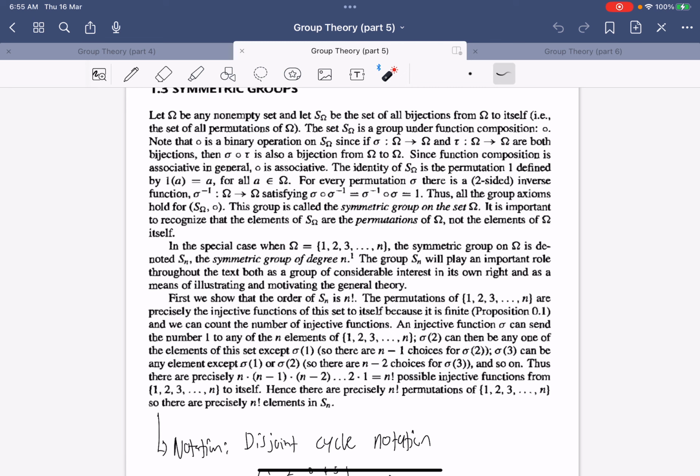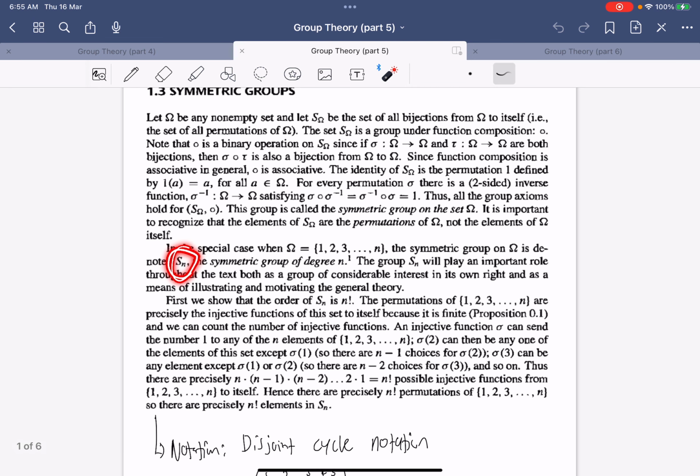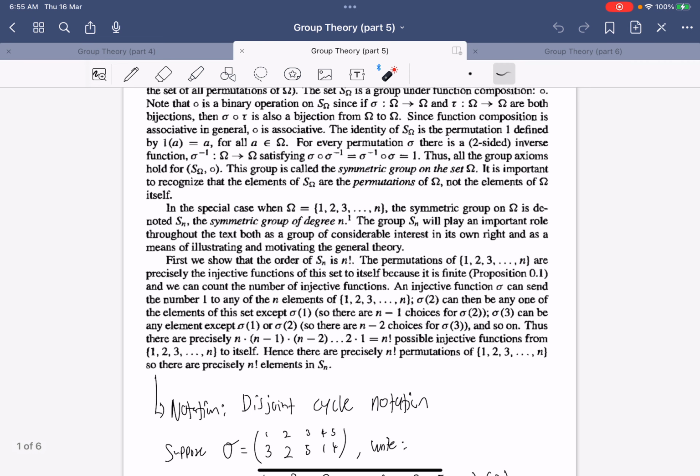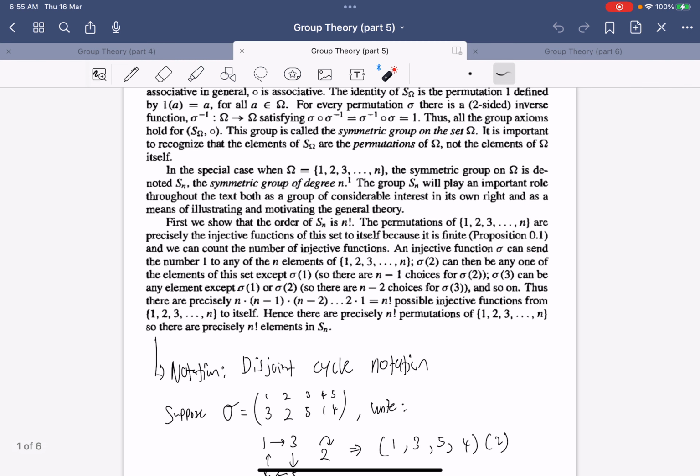When omega is finite, it's given a symbol known as Sn, with the order being n factorial. Really that's because, as in counting cases, the number of permutations of n elements is n factorial. It's the same counting argument as you've done in other classes.